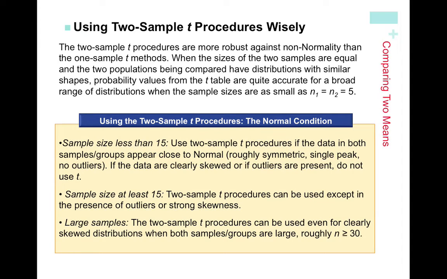Just those rules that we talked about before with the t procedures still apply. So if your sample size is less than 30, check your graph. As long as there's no major skew or outliers, you should be good to go. It's even better if your sample sizes are exactly the same.